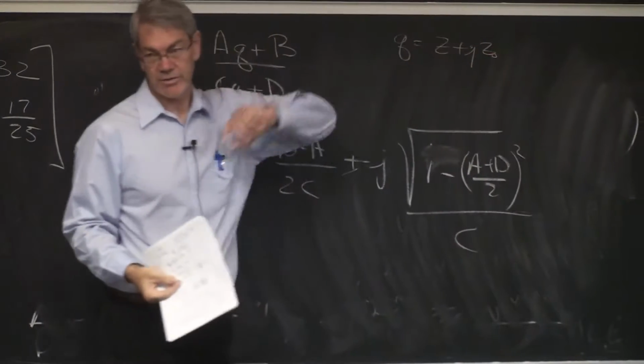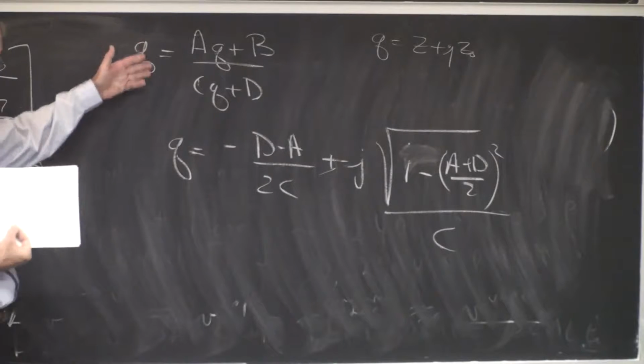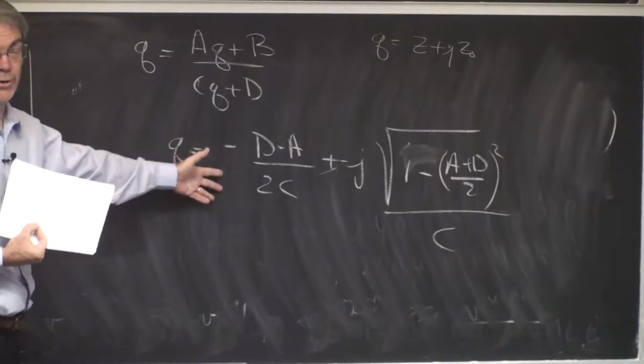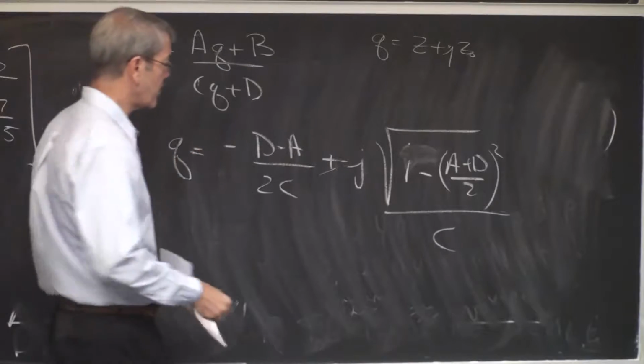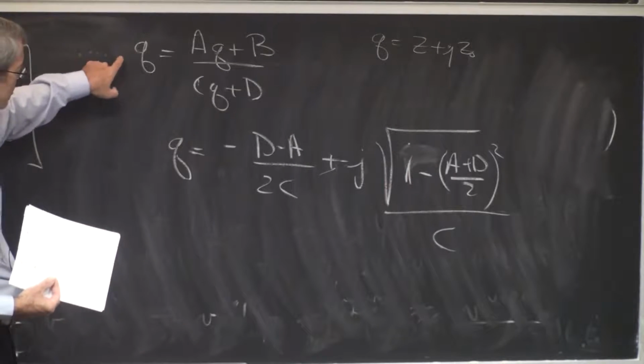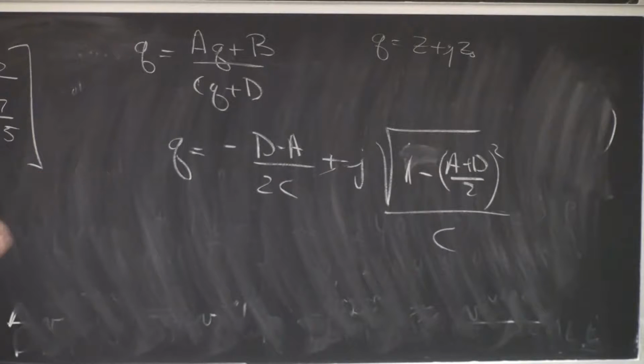So I kind of like the positive there. So wait, so Q, so all I did here, I just solved the quadratic equation. I hope I did it right. This is just CQ squared plus DQ equals AQ plus B, and you just solve it. Okay, so that's where that came from.